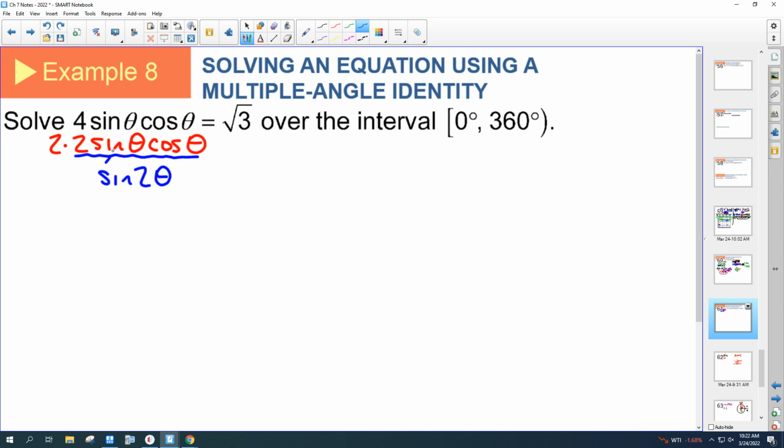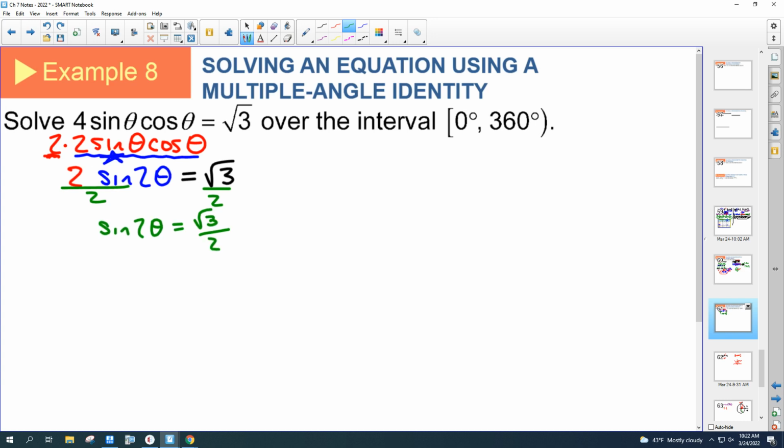So I'm using an identity. Don't forget, we've got this 2 in the front, equals square root of 3. Now I've used an identity, and what I'm looking at is an equation with only one variable in it. That's what I want, right? When I have an equation with only one variable in it, I can isolate. I do that over and over again. So I know I'm going to divide by this 2, and I've got sine 2 theta equals square root of 3 over 2.